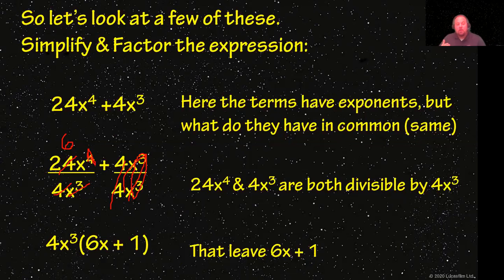So as we see this, we took out 4x3, and that left us with 6x plus 1. You can see how that works out and how we are simplifying with those numbers. And we're going to talk about this a little bit more and see it as we go over the next few slides.